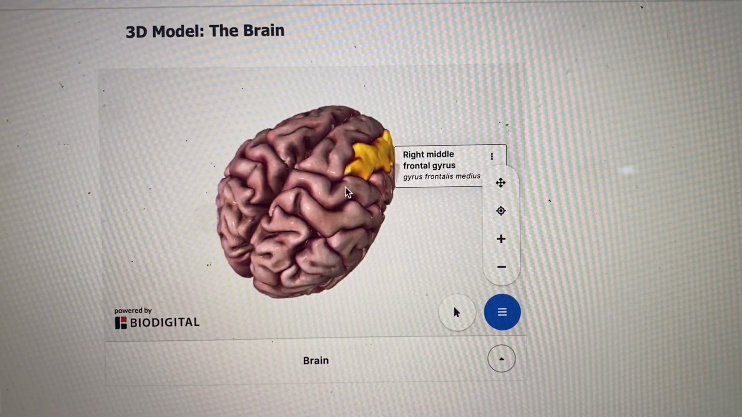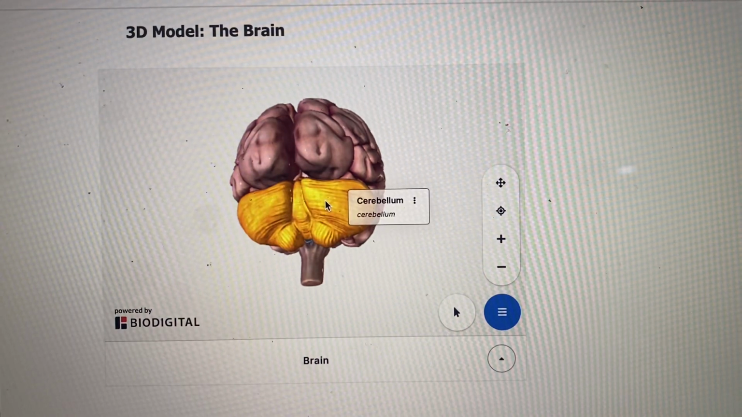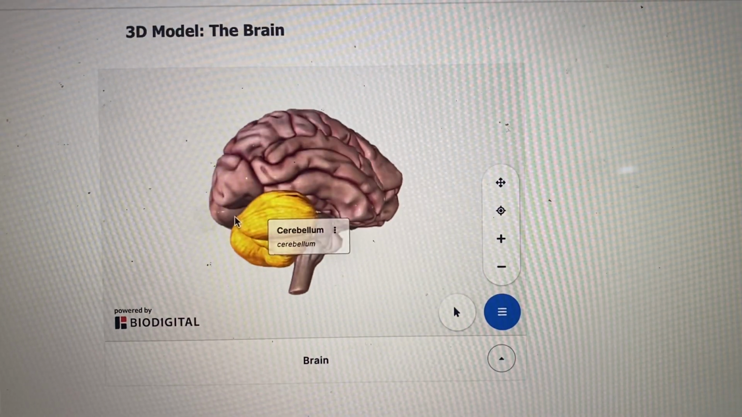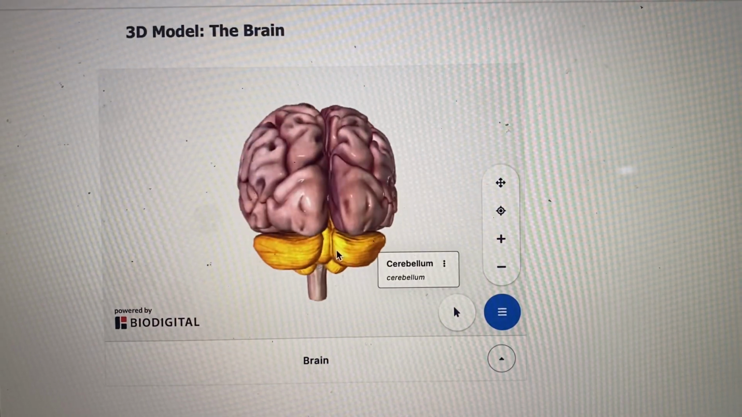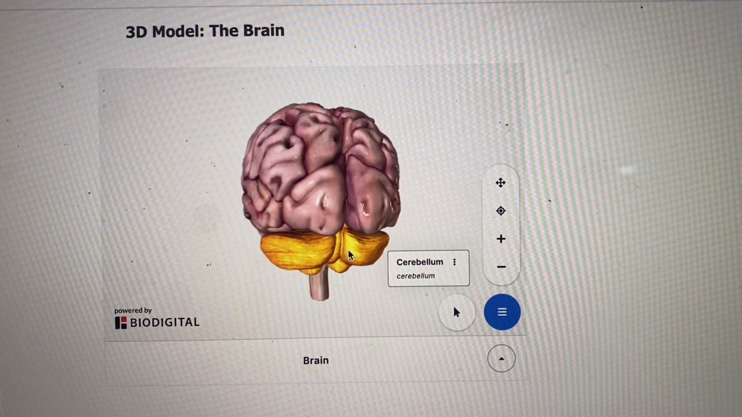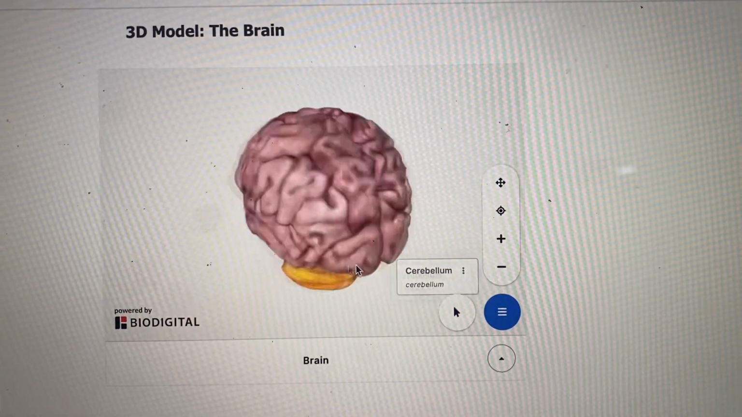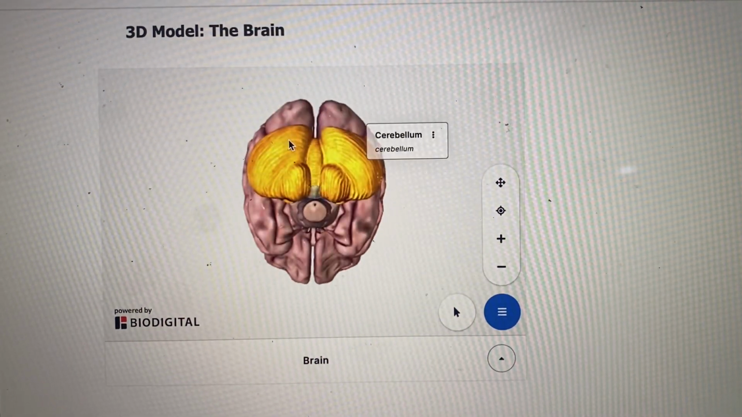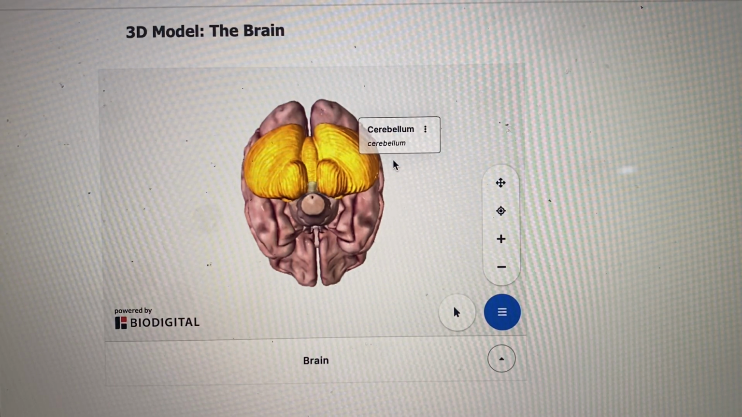So next we have the cerebellum, which is this right here, and it's also called little brain, and it's a structure located in the back of the brain. It helps maintain balance, coordination, vision, and it's located towards the back and the bottom of the brain. And then lastly, we have the spinal cord.